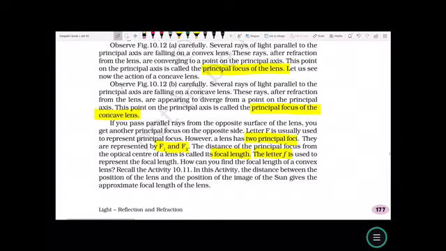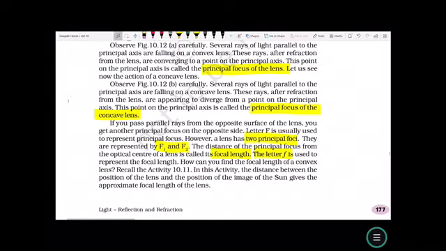Let us see now the action of a concave lens. Observe figure 10.12b carefully. Several rays of light parallel to the principal axis are falling on a concave lens. These rays, after refraction from the lens, are appearing to diverge from a point on the principal axis. This point on the principal axis is called the principal focus of the concave lens.